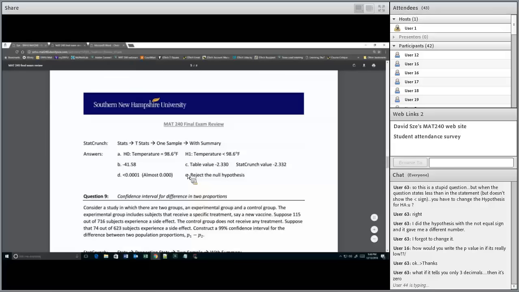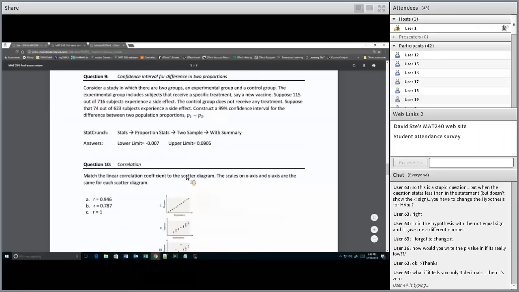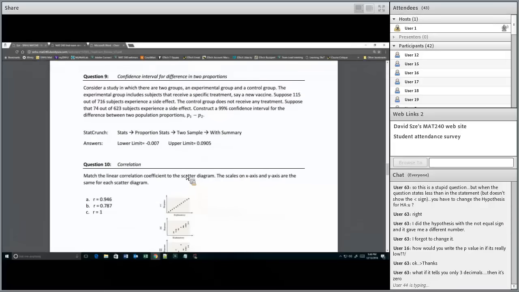Okay, good questions. Now we are going to confidence interval for difference in two proportions. So now you're given two proportions. This is week 6, or week 5 and week 6. Starting in week 5, we started talking about this. So you have two proportions and you have to find the confidence interval for the difference between them.